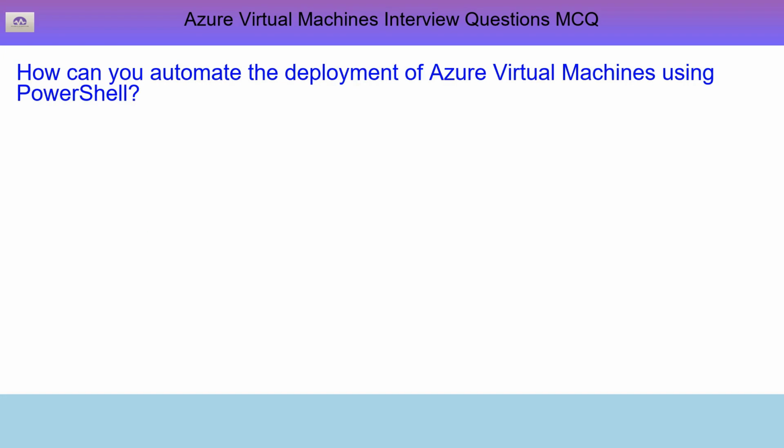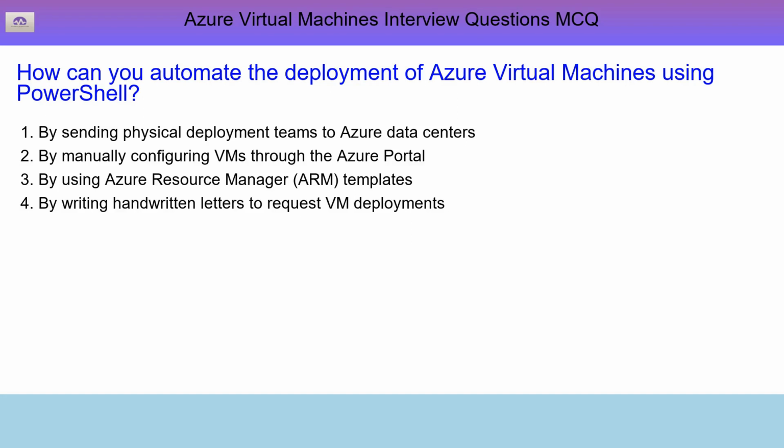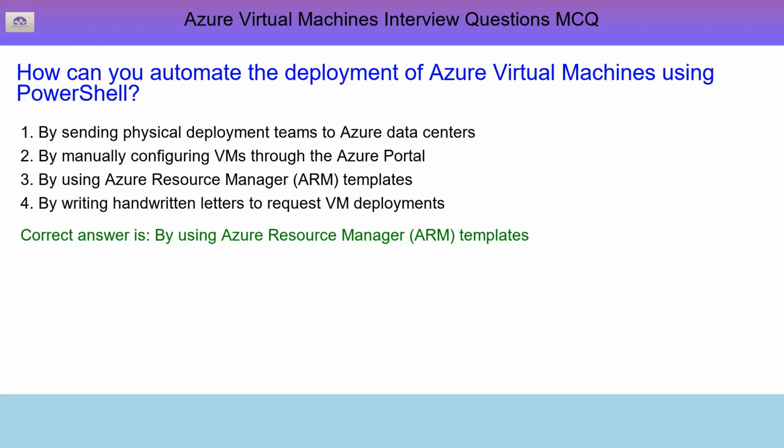How can you automate the deployment of Azure Virtual Machines using PowerShell? Here are your options. 1. By sending physical deployment teams to Azure data centers. 2. By manually configuring VMs through the Azure portal. 3. By using Azure Resource Manager templates. 4. By writing handwritten letters to request VM deployments. The correct answer is by using Azure Resource Manager templates.